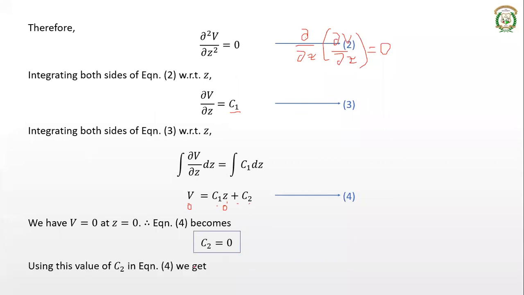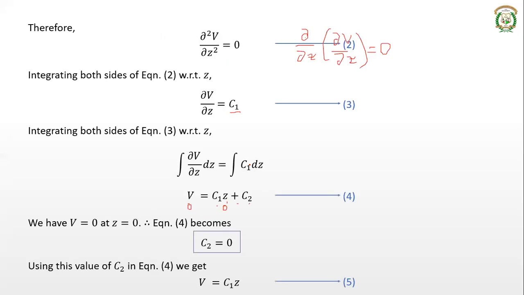Using this value of C2 in equation number 4, what do you get? If you put C2 as 0 here, what remains is only V is equal to C1 into Z. Now you take another boundary condition, V is equal to V0 at Z is equal to D. If you substitute that, you get V0 is C1 into D. Rearranging, C1 is V0 divided by D. So you have got C2 as 0 and C1 as V0 divided by D.